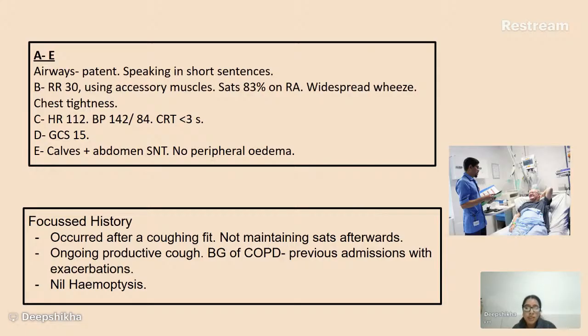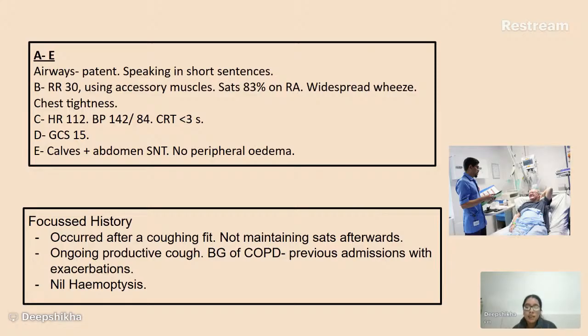John can speak to you in short sentences, highlighting that his airways are patent, but his respiratory rate appears to be 30. He is visibly using his accessory muscles to breathe, and on room air, he's sitting at 83%. When you auscultate his chest, he's quite wheezy, and he's also saying that his chest is quite tight. You find out that he's a little bit tachycardic, 112 beats per minute, but his blood pressure is stable. Cap refill time is also less than 3 seconds, and he is fully alert and orientated, GCS 15.